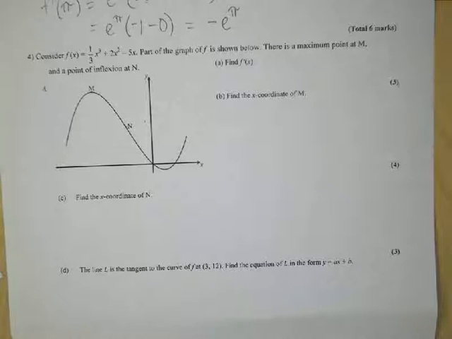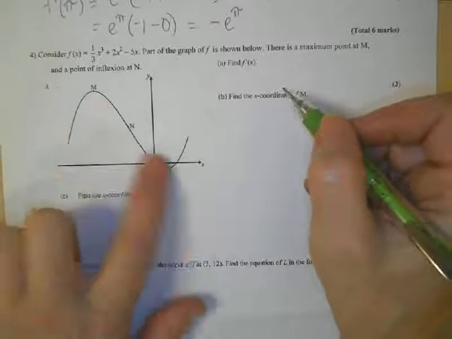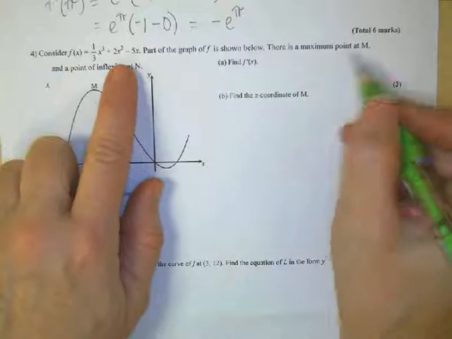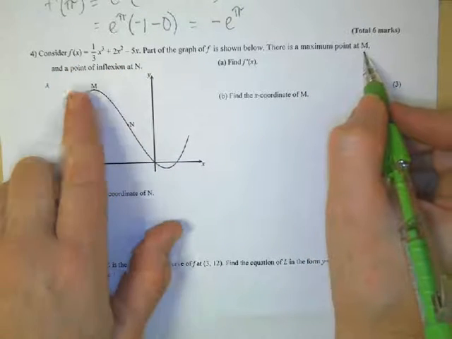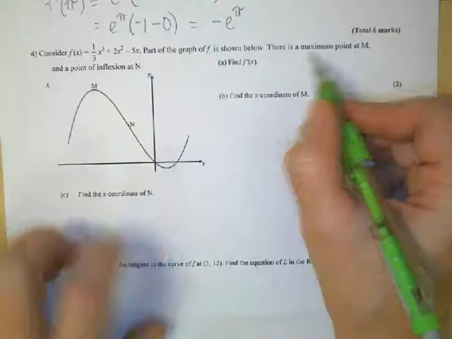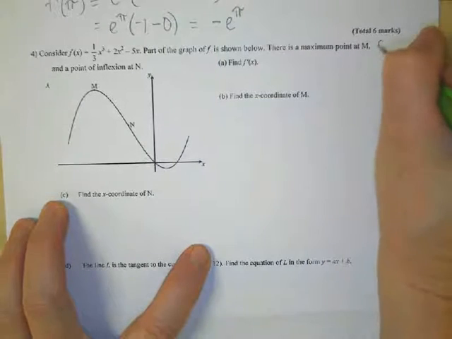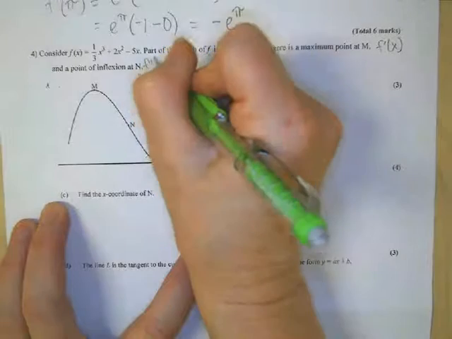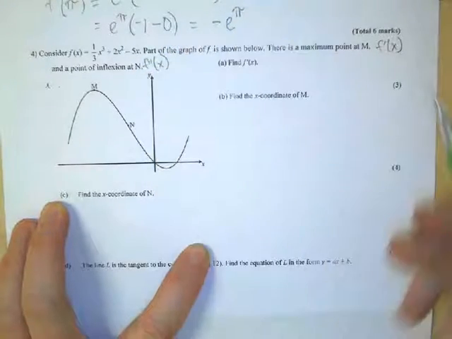Okay, here comes problem 4. First of all, it gives us a picture, it gives us an equation of f of x, tells us we have a maximum point at M and a point of inflection at N. Okay, maximum and minimums we get from using the first derivative. Points of inflection we get from using the second derivative. So, find the first derivative.